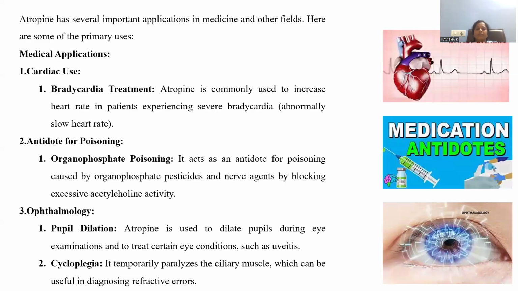The last segment of the session is how we can apply it. We are extracting the product from nature, or else we are synthesizing the same compound in the laboratory. After doing all these things, what is the use of this compound actually? Without usage, the compound may not have any sense. That's the reason why we have to look at its applications. Atropine has several important applications in medicine and even in other fields as well. Here are some of the primary uses.